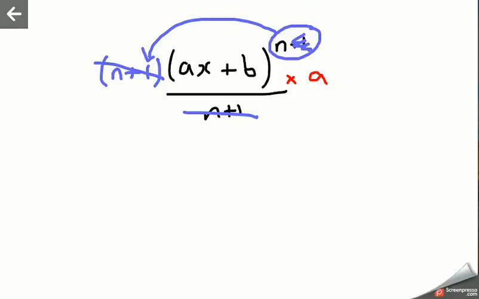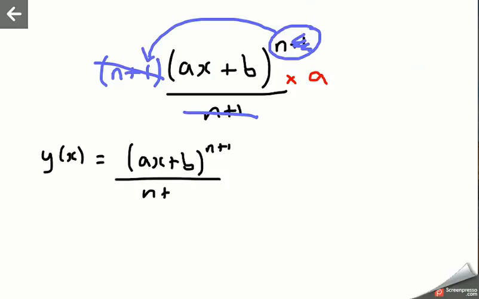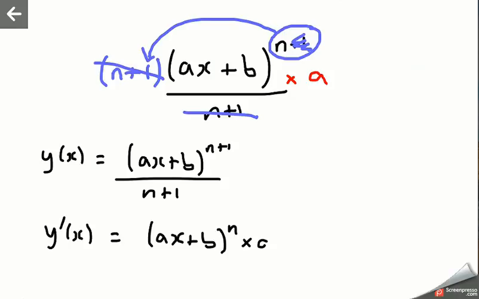So what that just told us is that if y(x) equals (ax + b)^(n+1) divided by n + 1, then y'(x) is equal to (ax + b)^n times a. Okay, so y'(x) is equal to (ax + b)^n times a.